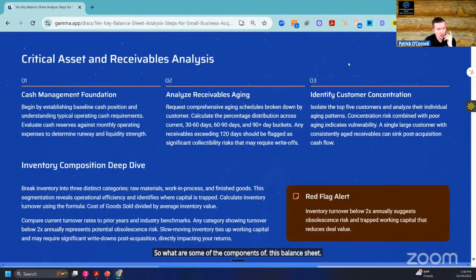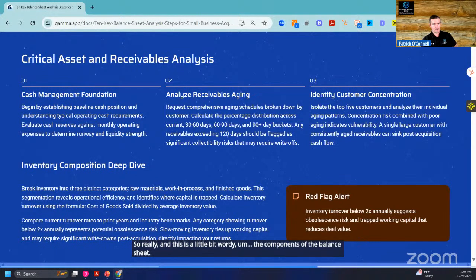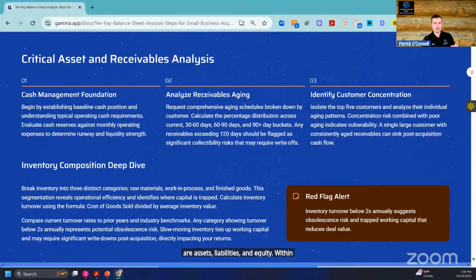So really, and this is a little bit wordy, the components of the balance sheet are assets, liabilities, and equity. Within that, there are things like cash, accounts receivable, inventory, and prepaid items. So the question is, what do you do with those items?